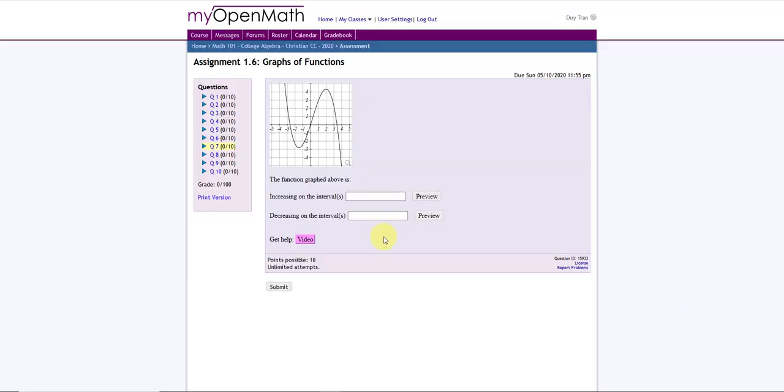In this video, I'll show you how to solve problems 7 and 8 from your section 1.6 assignment. Now for question 7, we are given a function and a graph here, and the question is asking you to determine the intervals where the function is increasing and also where the function is decreasing.